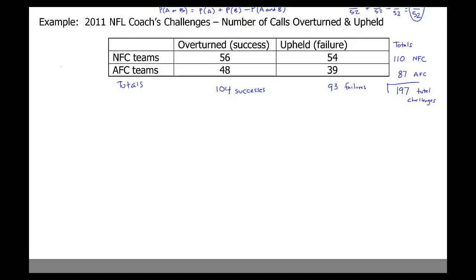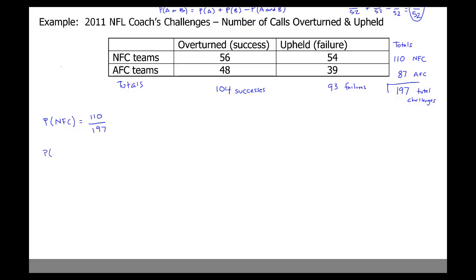So let's calculate some probabilities. First we can just do some simple ones. So what's the probability that a call was made by an NFC coach, or a challenge was made by an NFC coach? The total number of challenges by NFC teams was 110 from our totals row. And the total number of challenges was 197. So again, this is the number of ways that something occurred, so 110 challenges by NFC teams divided by the total number of events, 197 challenges.